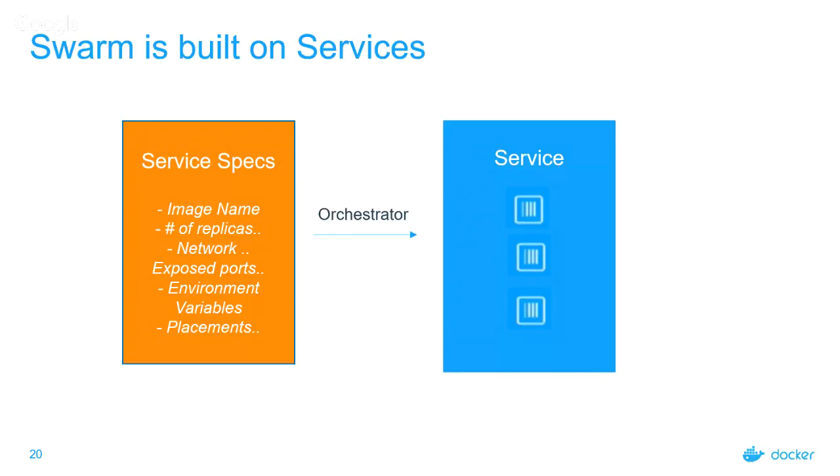In the spec, you mention the networks, such as the overlay network which you create, the exposed ports, all the environment variables, and the placements where you want to place it. You can define this spec in terms of a Docker Compose file or within a CLI, and that gets pushed to the Docker Swarm mode cluster. Through the Docker spec, you create services.